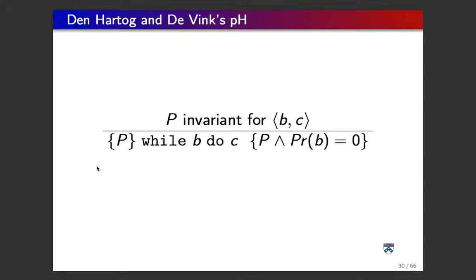pH does have a while rule, but it's a little bit restrictive in that it does require that the program terminates with probability 1 in order for it to work. This is a specific, more technical requirement called BC closedness, which I'm not going to talk about in detail.